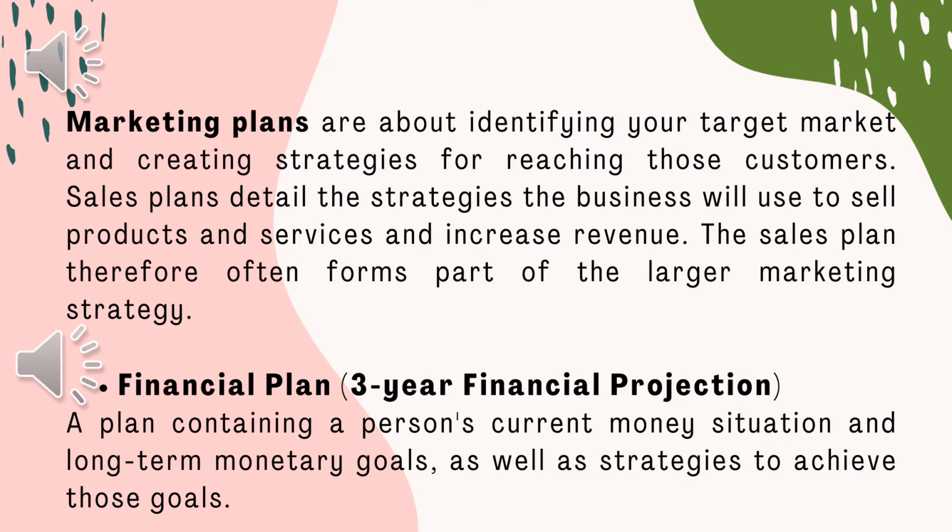For the financial plan, which should be a 3-year financial projection, it is a plan containing a person's current money situation and long term monetary goals, as well as strategies to achieve those goals. So, for a business, they are formulating a financial plan na naka-advance 3-year financial projection. It's hard to say the conditions that may affect that plan, but at least make a plan which will cover 3 years, or maybe sometimes companies do 5 to 10 years, especially if it's big or if it's corporate.